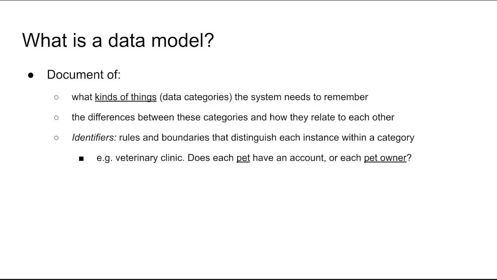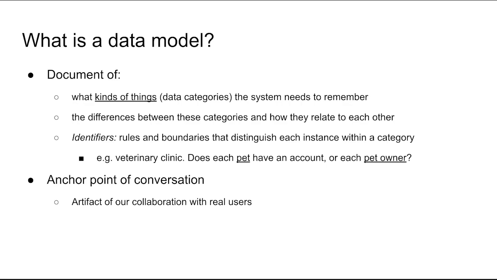As engineers, I expect you all to be asking these kinds of questions. A data model allows us to get past this kind of ambiguity, make some important decisions, and that will help us build software that's much less crappy and will meet the user's needs. To that end, a data model is not just a secret technical document, but in fact is intended to be a very visible anchor point of conversation. We want it to be an artifact of our collaboration with real users.